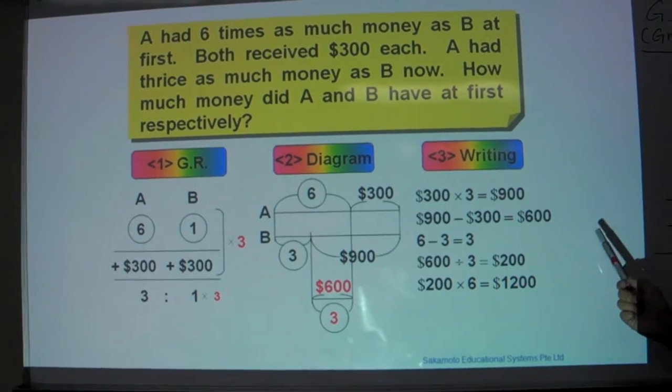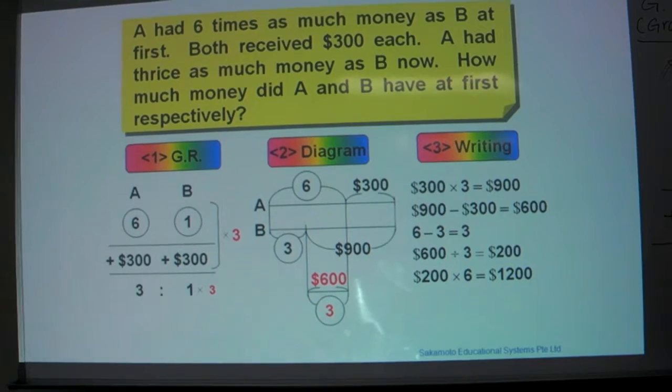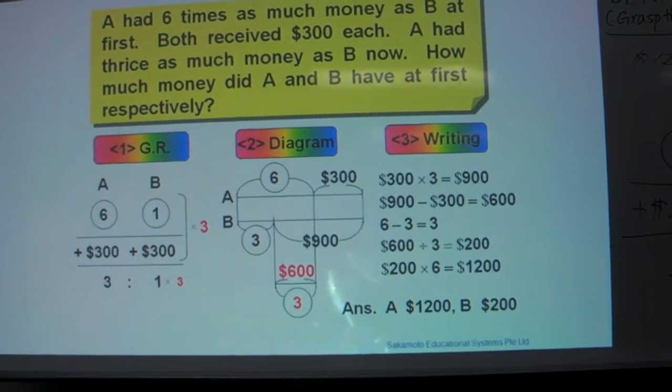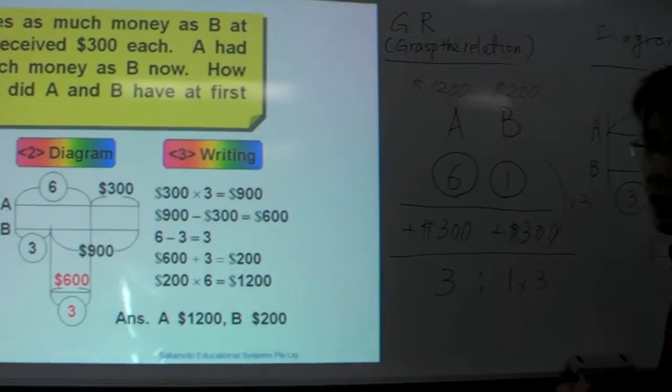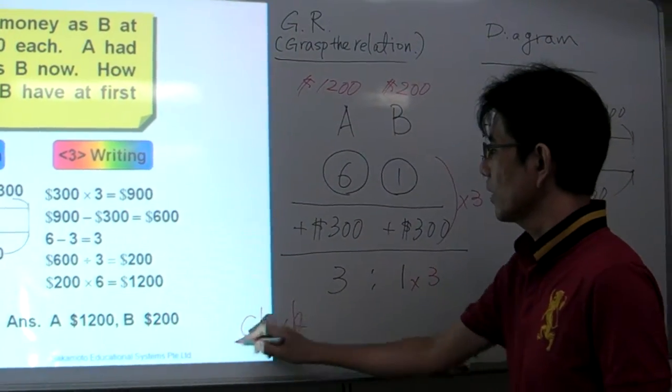200 is the value of 1. 1 means B's money at first. Times 6 is A's money at first. Okay? So this is very useful because you can check the answer also. So now we are checking the answer.